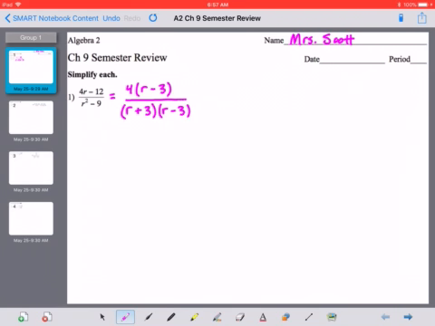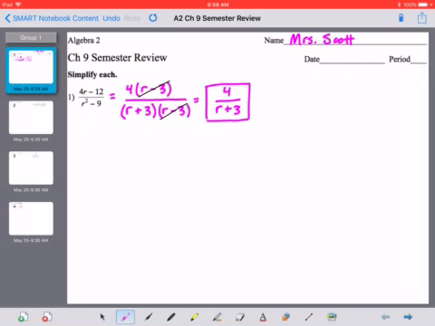And now what we're doing is looking for any matches that we can cancel out. So you probably see that you have this r minus 3 in the top and this r minus 3 in the bottom that can cancel out. Then we just write our leftovers, so our answer would be 4 over r plus 3.